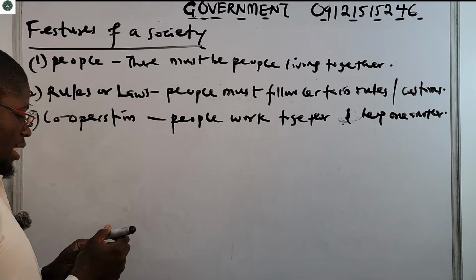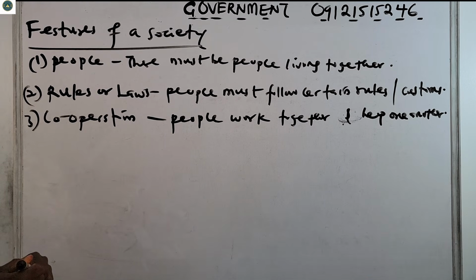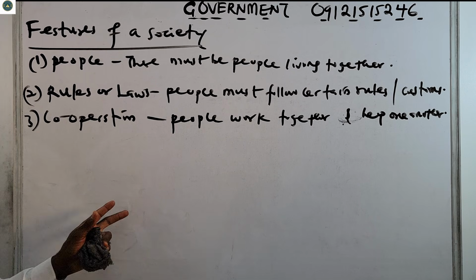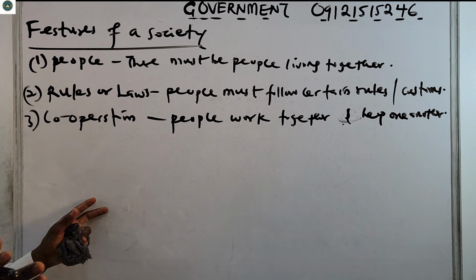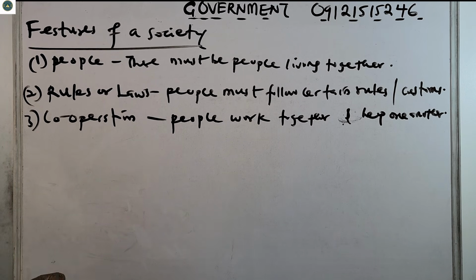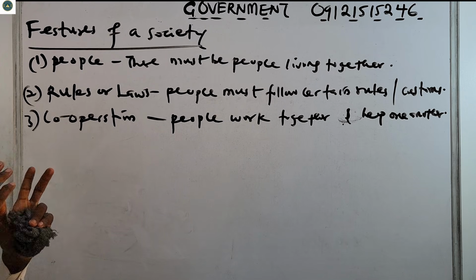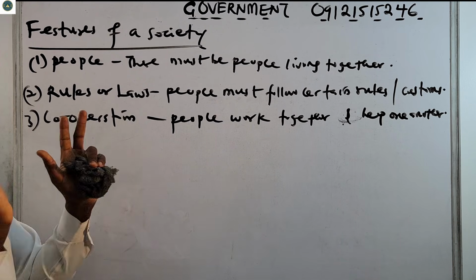That is another feature of society. Then of course, common interest. They must have common interest. They must want to attain the same goals. They must agree together that this is what we want to achieve. So there's common interest also.